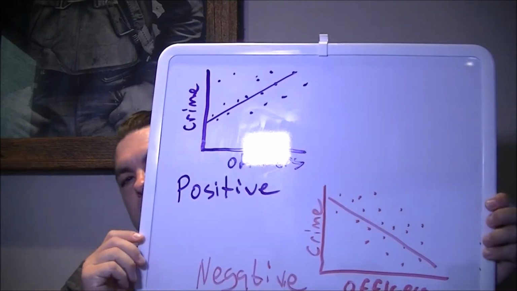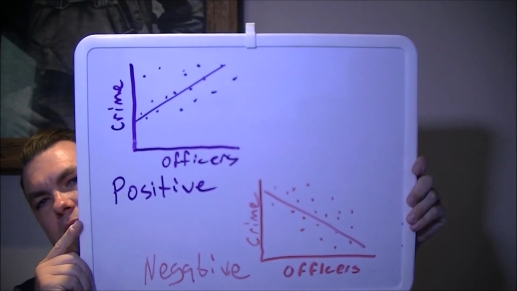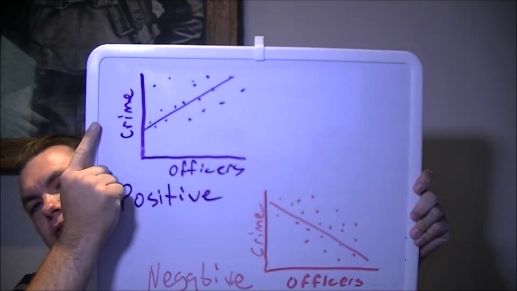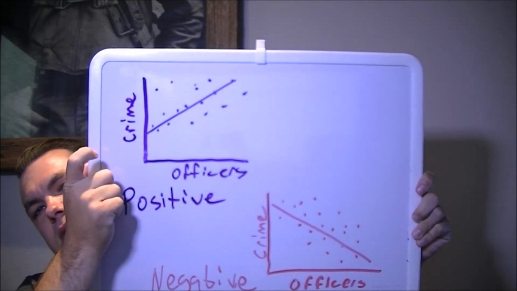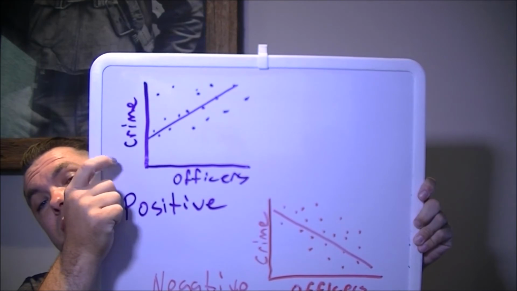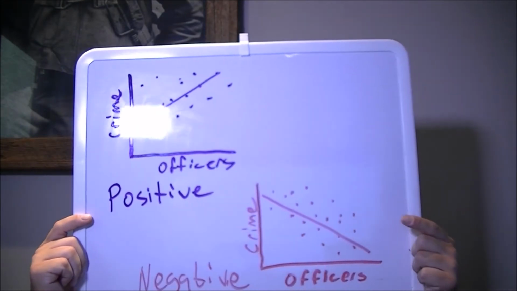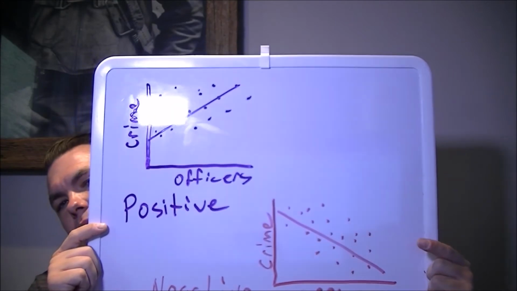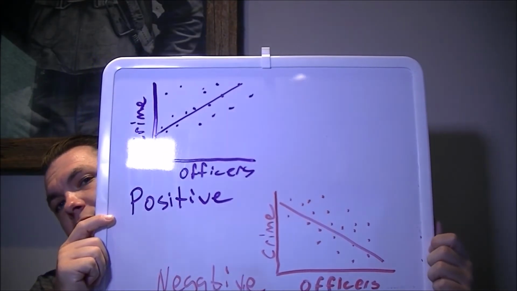You can see this relationship here, hopefully, without my light glaring. So in this case, we have a positive relationship, right? So as officers increase, so does crime. Here, you can see a negative relationship, whereas the more officers you see, the less crime. So there's a reduction in crime.